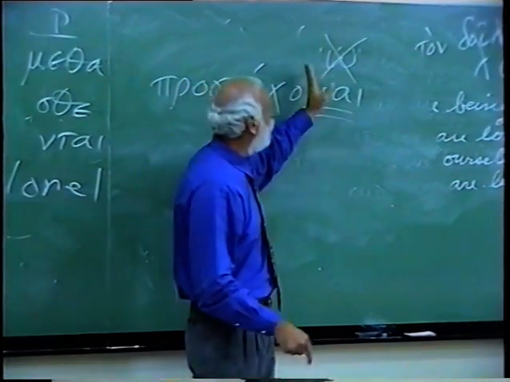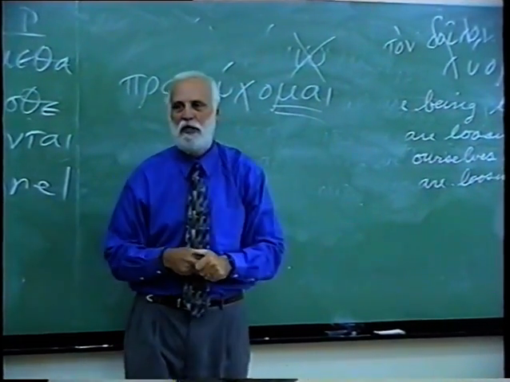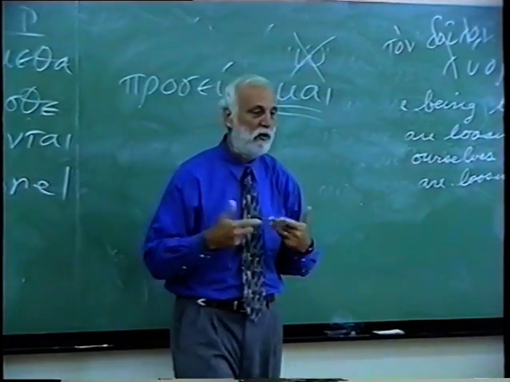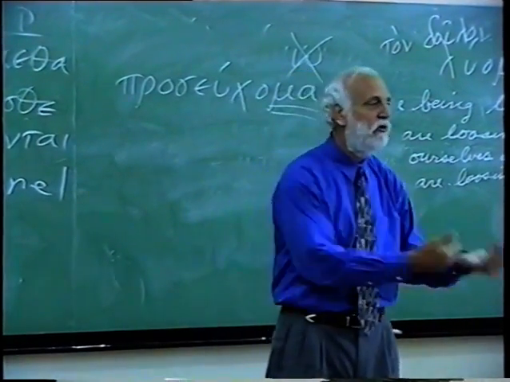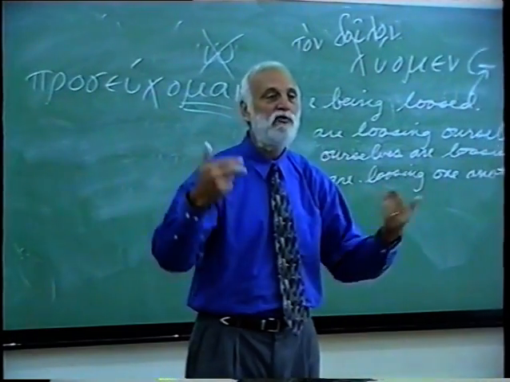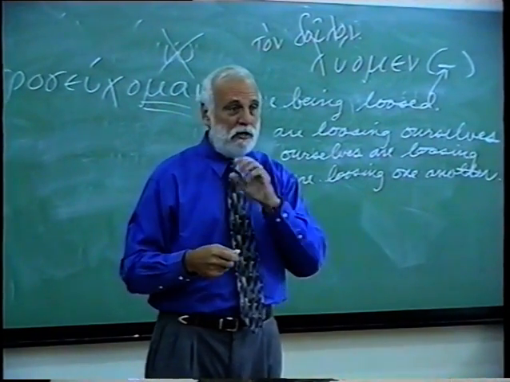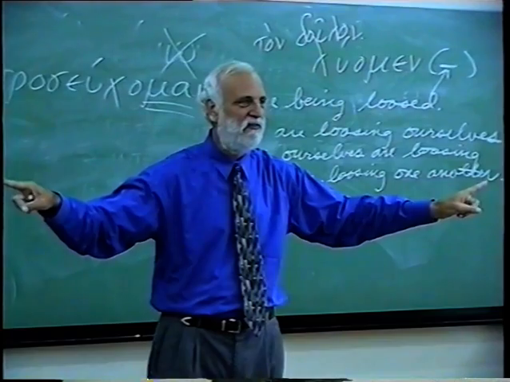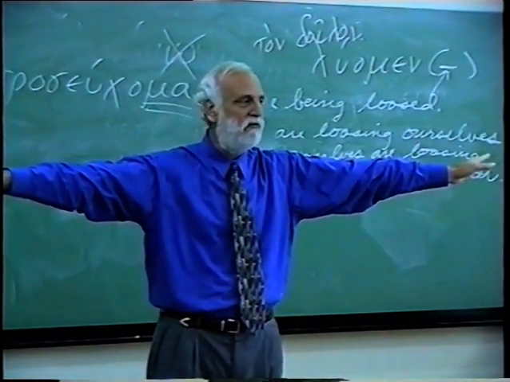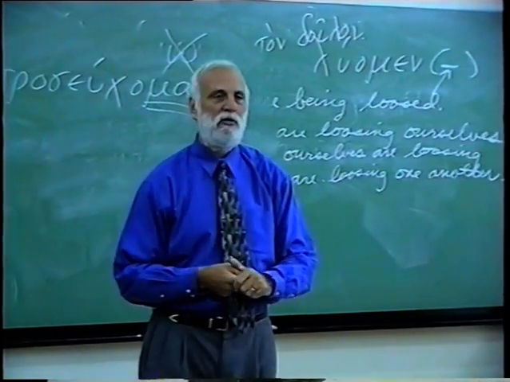And verbs that have thrown away their active forms and only have middle and passive forms in Greek are called what kind of verbs? Deponent verbs. Say that word. Deponent. It comes from the Latin word deponere, which means to set aside. These are words that have set aside their active forms and only have middle or passive forms.